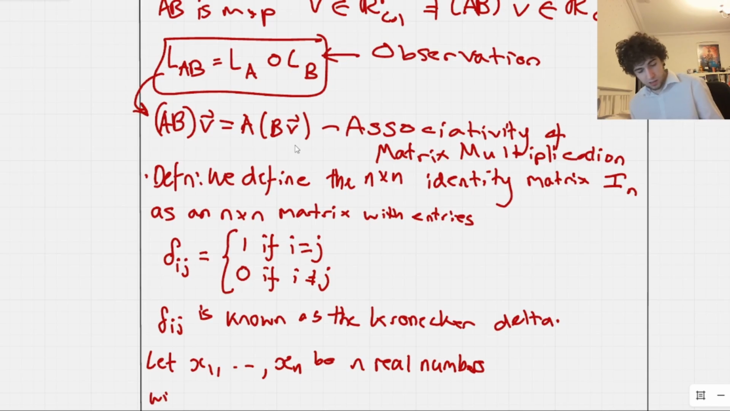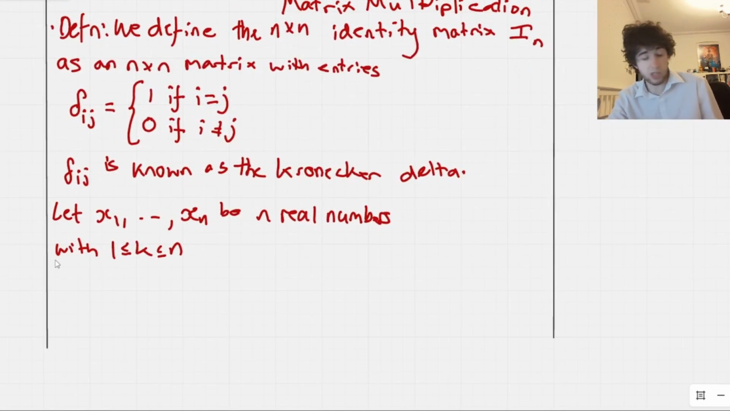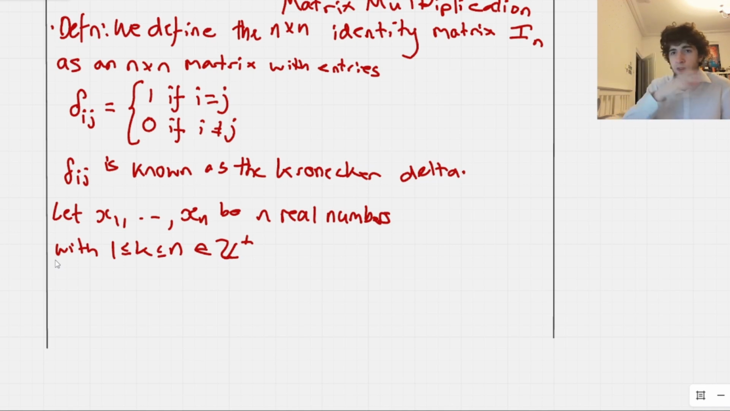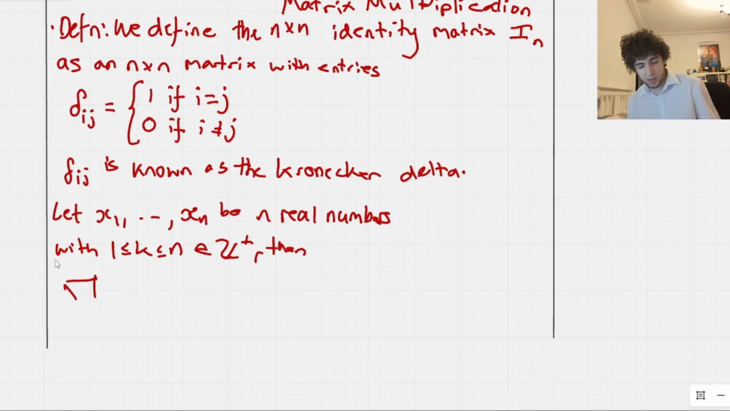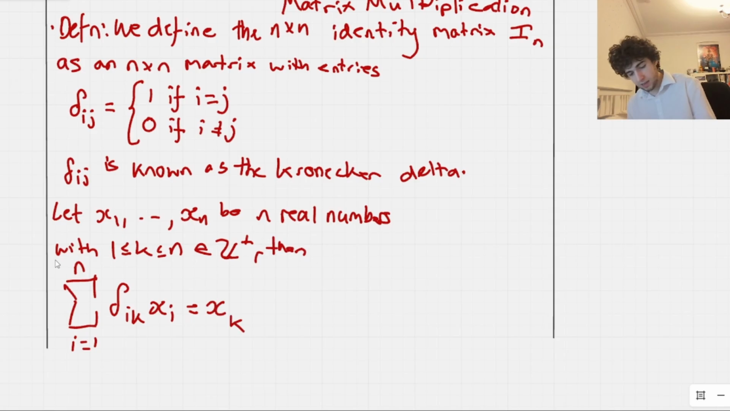and I have this property that I have this k, so I'm defining k to be some positive integer between 1 and n, because they're like my indexes, and those indexes are positive integers. So k is just some positive integer between 1 and n, so we can write that with this Z plus here. So if I have n real numbers, x1 to xn, and I have this positive integer k between 1 and n, then we have this fact that the sum from i equals 1 to n of delta ik xi is simply equal to xk, okay?